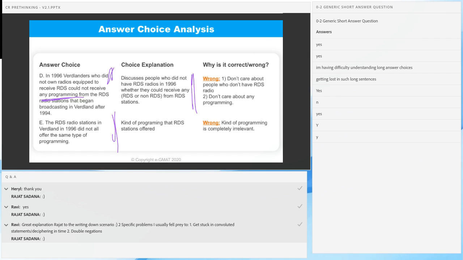How do you negate such long answer choices? Step one, simplify. Step two, negate. That's it. Just anything that's long, you break it down. That's what you learn during your MBA. That's what I'm going to teach you. That's something that will help you build your skills.